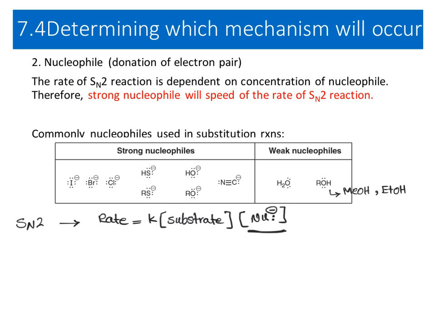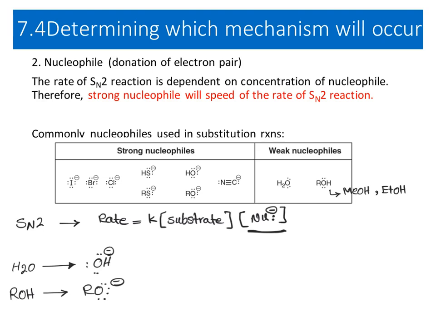Now, if you convert water and alcohols to their conjugate base, so for example, water's conjugate base would be hydroxide, and alcohol's conjugate base would be alkoxide. And as you can see in this table, hydroxide and alkoxide are considered strong nucleophiles. So basically, the conjugate base of any species is a stronger nucleophile.